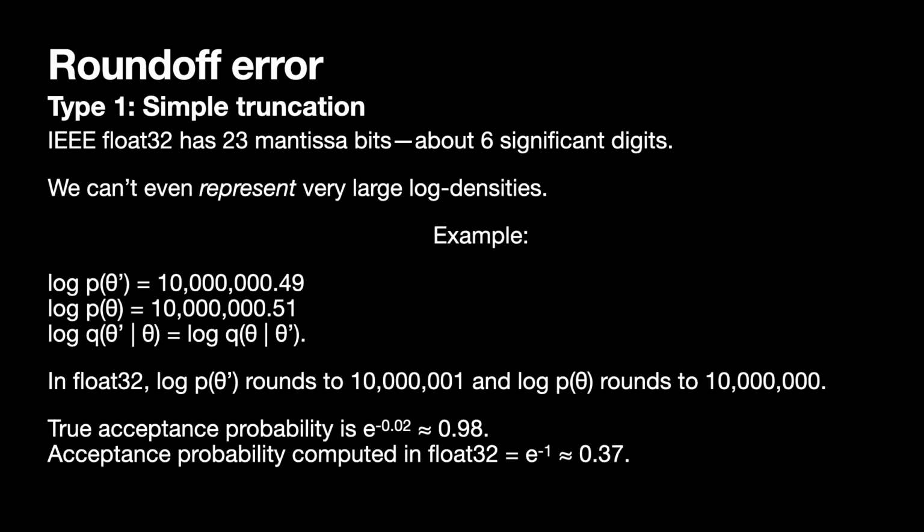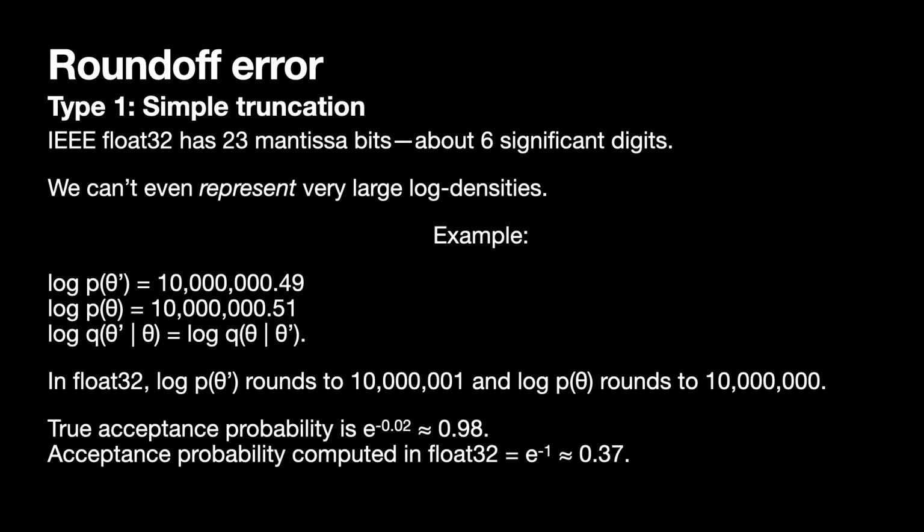I'm going to talk to get at that question. First, I'm going to talk a little bit about what I mean by round-off error. So there's one type which I'll call simple truncation. I'm not going to spend a lot of time on it, but basically this is just a question of how many significant figures are there in a 32-bit float? The answer is about 6. So this means that we can't even really represent very large log densities. So here's a little example of a way in which that might be a problem.